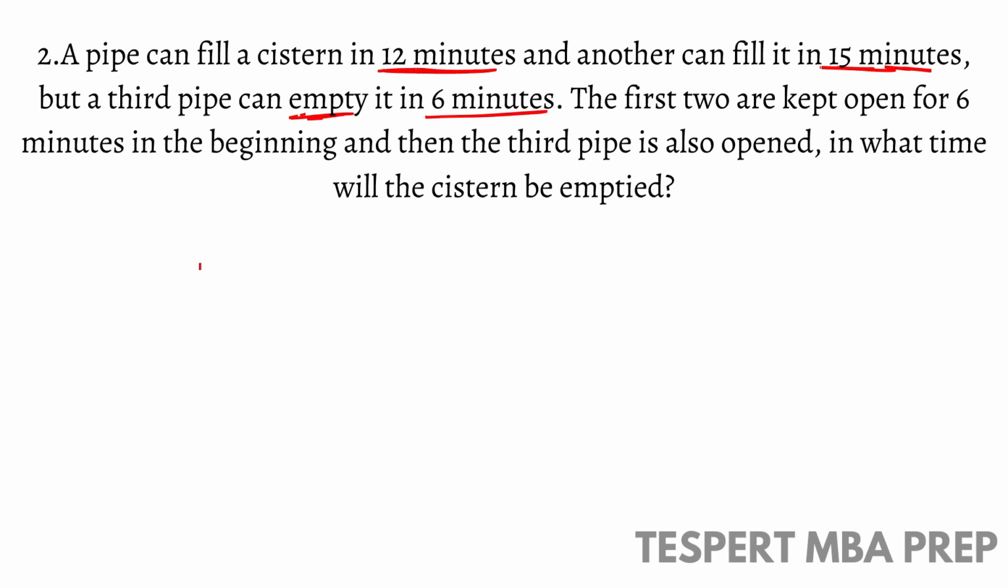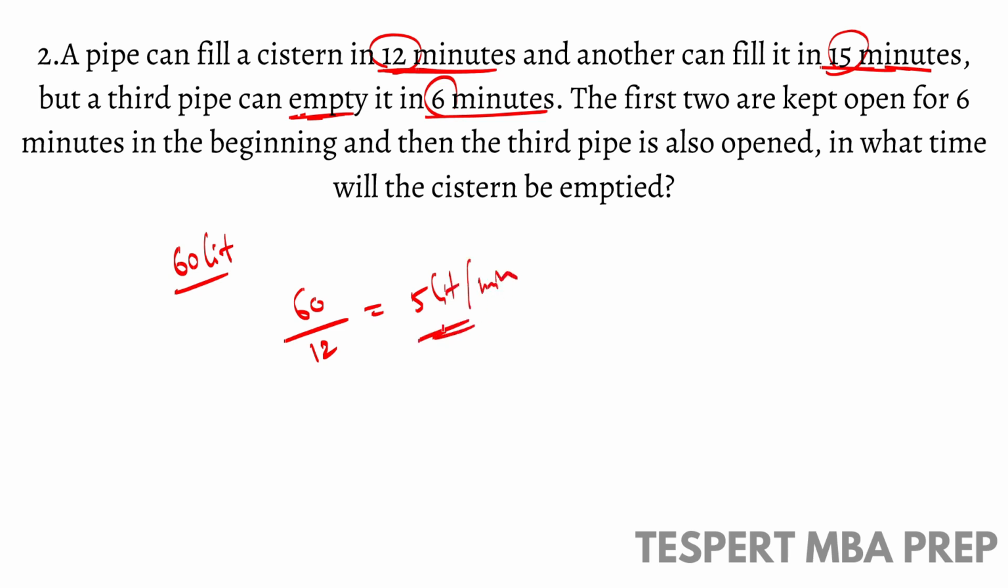So what is the capacity of the tank? Capacity will be the LCM of these three values. LCM of 12, 15 and 6 is 60 liters. This is the total capacity of the tank. How much work will be done by A? 60 by 12, that is 5 liters per minute. A can fill 5 liters in 1 minute.